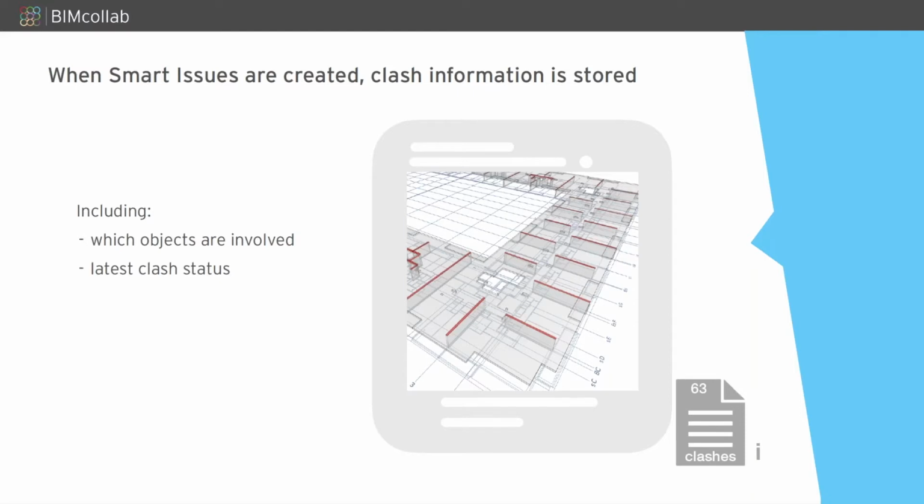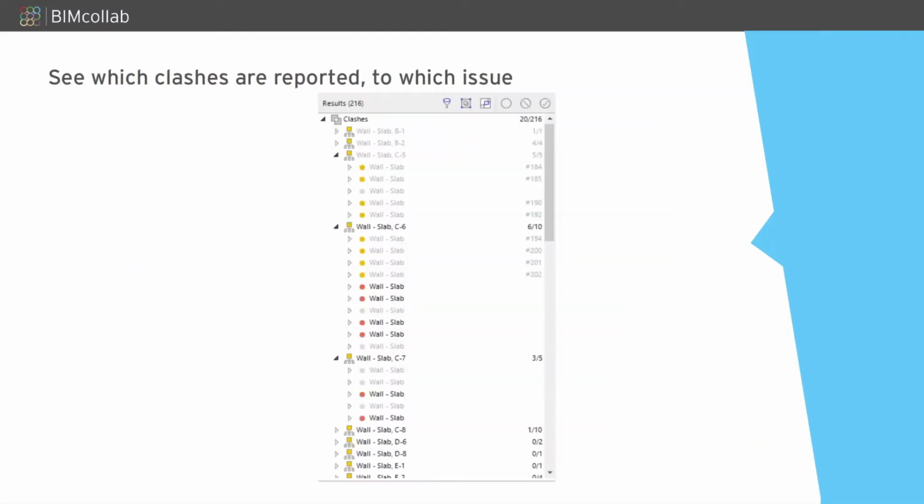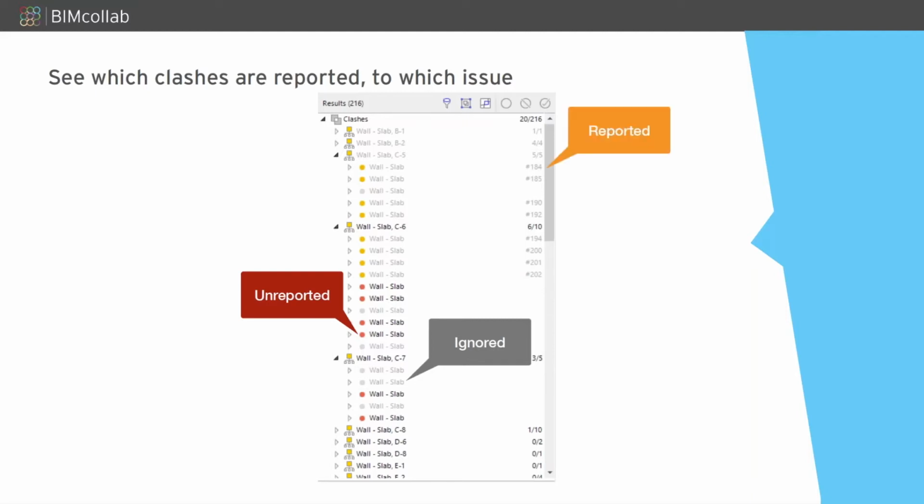This is helpful for a number of reasons, one of which is to see your progress. What have I already reported with my clash detection? What do I still need to do? Which ones did I ignore because I didn't find them priority enough? And of course, which one did I report, even to which issue? Of course, this is very helpful information to prevent duplicate reporting, but also to keep track of your own progress of processing all the clash results.